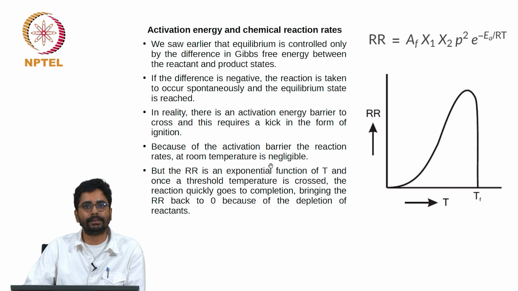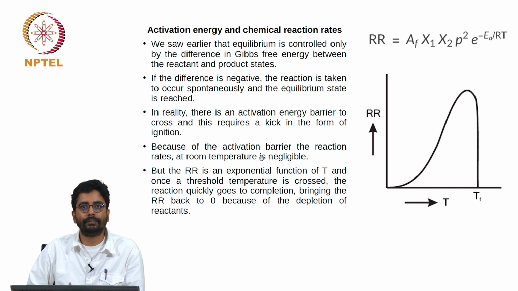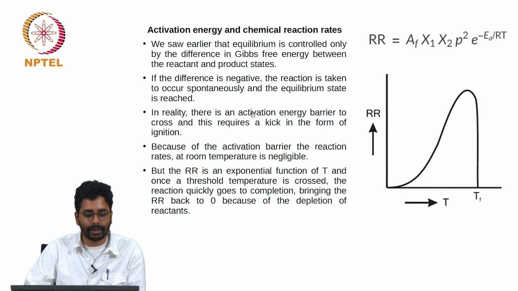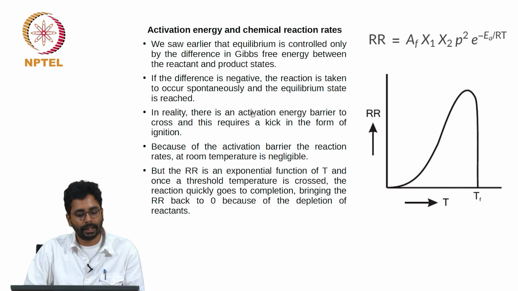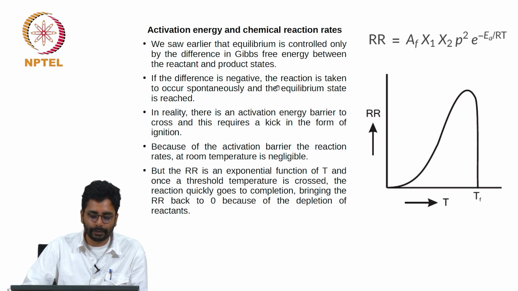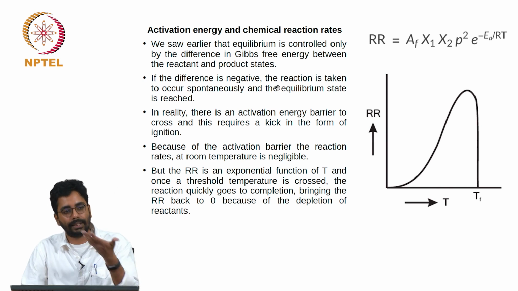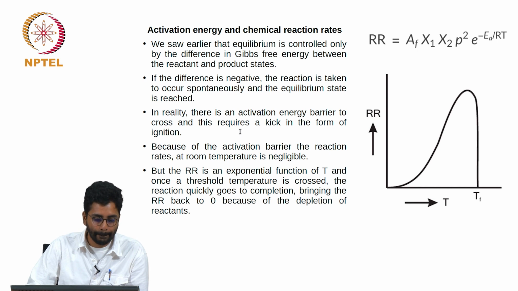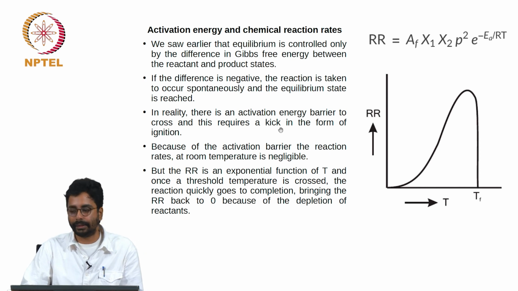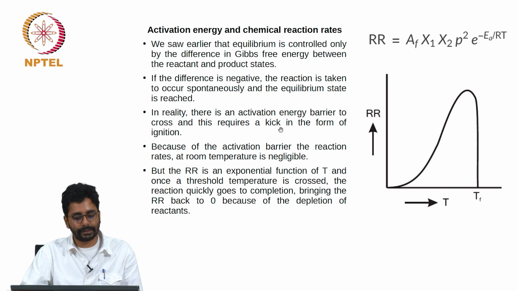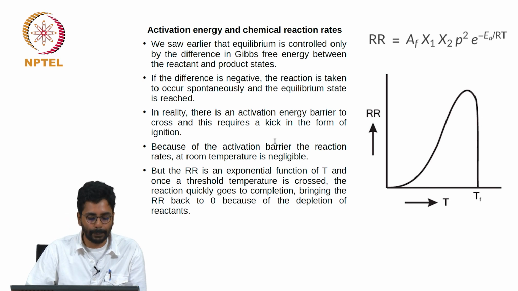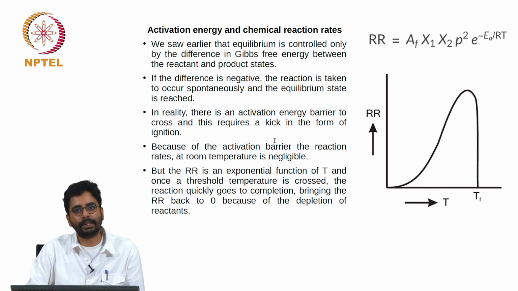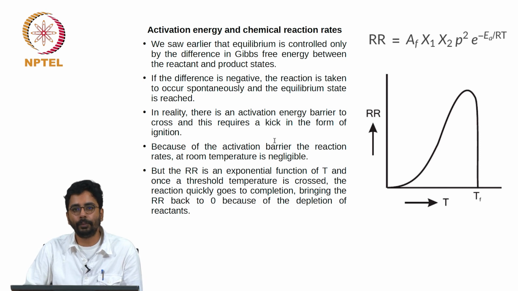I will just formalize the notion of reaction rate and Arrhenius parameters. So we saw earlier that equilibrium is controlled only by the difference in Gibbs free energy between the reactant and product states. If the difference is negative, that is, products have a lower Gibbs free energy than the reactants, the reaction is taken to occur spontaneously and the equilibrium state is achieved. But in reality there is an activation barrier to cross, and this requires a kick in the form of ignition, and because of the activation barrier the reaction rates at room temperature are negligible.